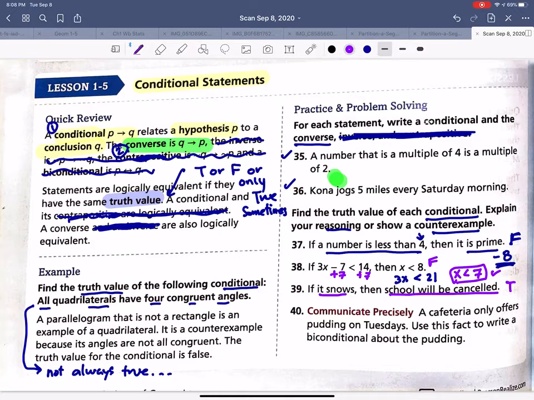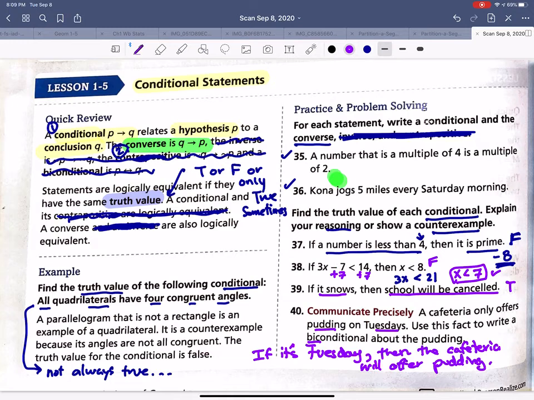Let's look at the last one. It says, a cafeteria only offers pudding on Tuesdays. Use this fact to write a biconditional. So I'm not sure, we didn't talk about this, but we can write this as an if-then. If it's Tuesday, then we'll be getting pudding. Then the cafeteria will offer pudding.